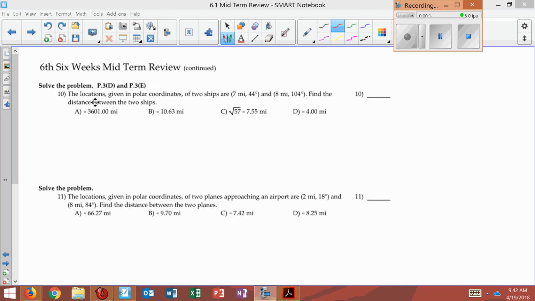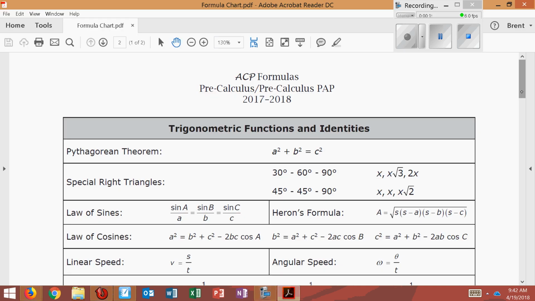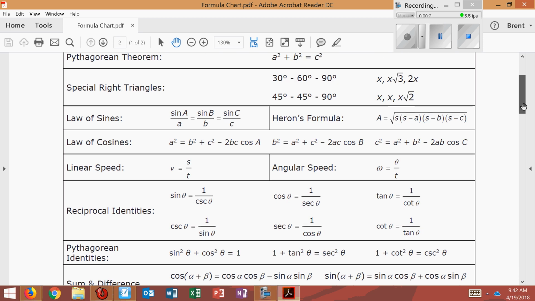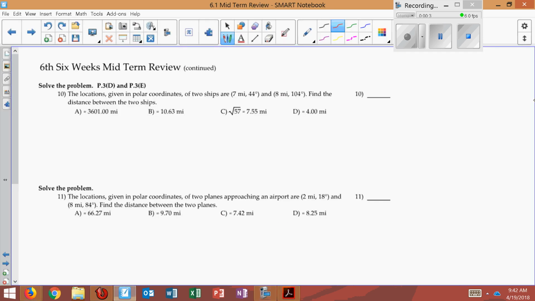Whenever we're trying to find polar distance, we have a formula for this, and on the formula chart you can actually find it, but they don't call it the polar distance formula. They call it the law of cosines. So any one of these three would work. I'm just going to take this first one, and that says a squared equals b squared plus c squared minus 2bc times the cosine of A.